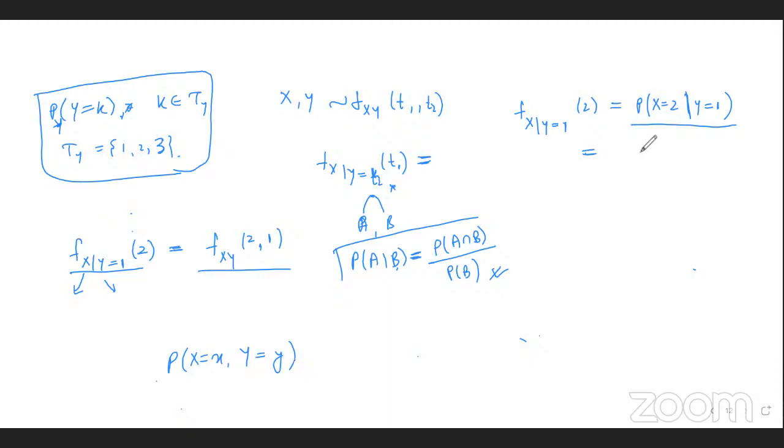Yes, sir. So similarly here we can write f of x y of 2, 1 divided by f of y. The condition is on y, so f y should be in the denominator. So in the denominator, it is f of y of 1. Right. This part we have already found in our previous activity.